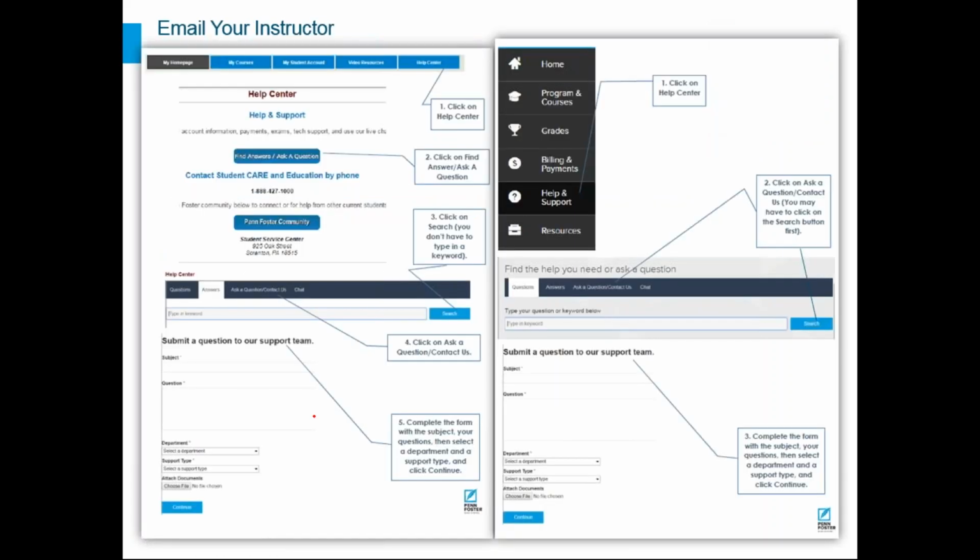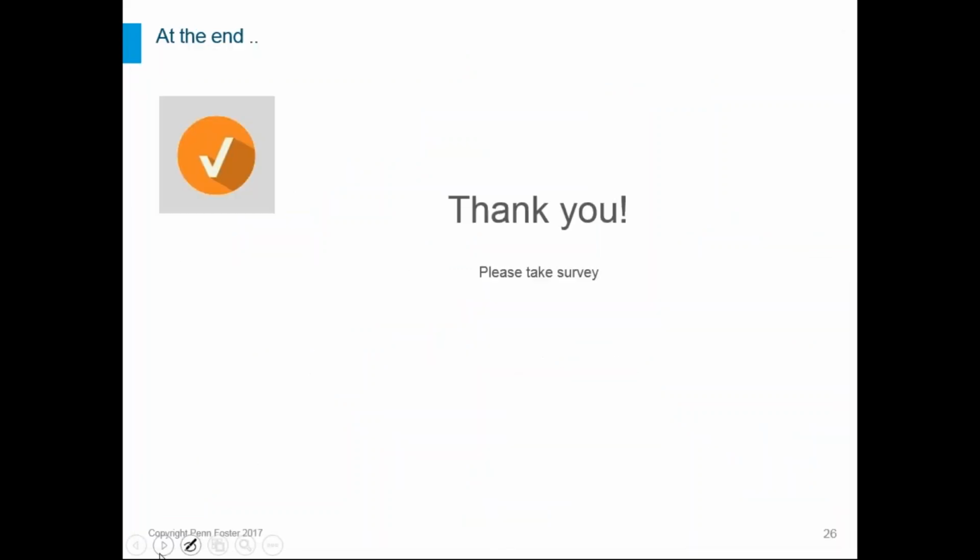Email your instructor is another option if you have a detailed question that you want to share with your instructor. I have two accounts here, samples of two accounts. Pick which account you are on. They are the same thing, it's just that the interface is set up differently. So follow the steps for the one that your account is matching. It's matching this setup. So that is another way to communicate with your instructor.